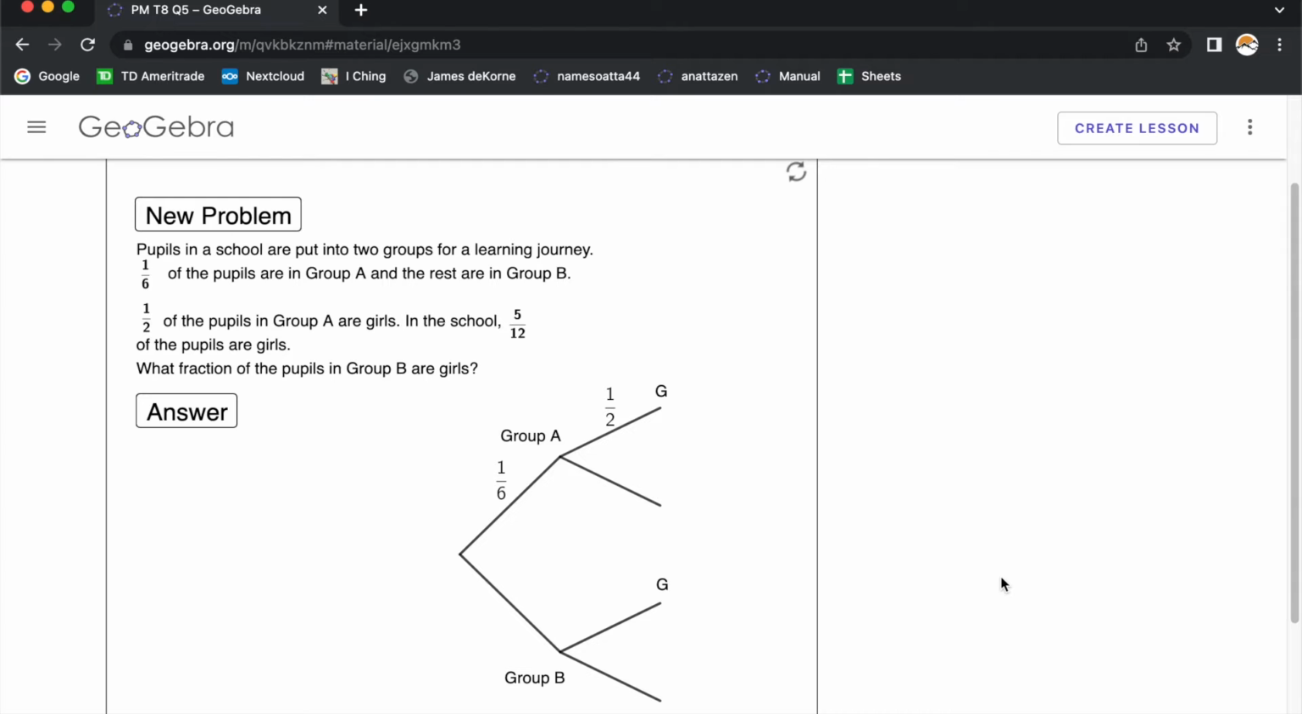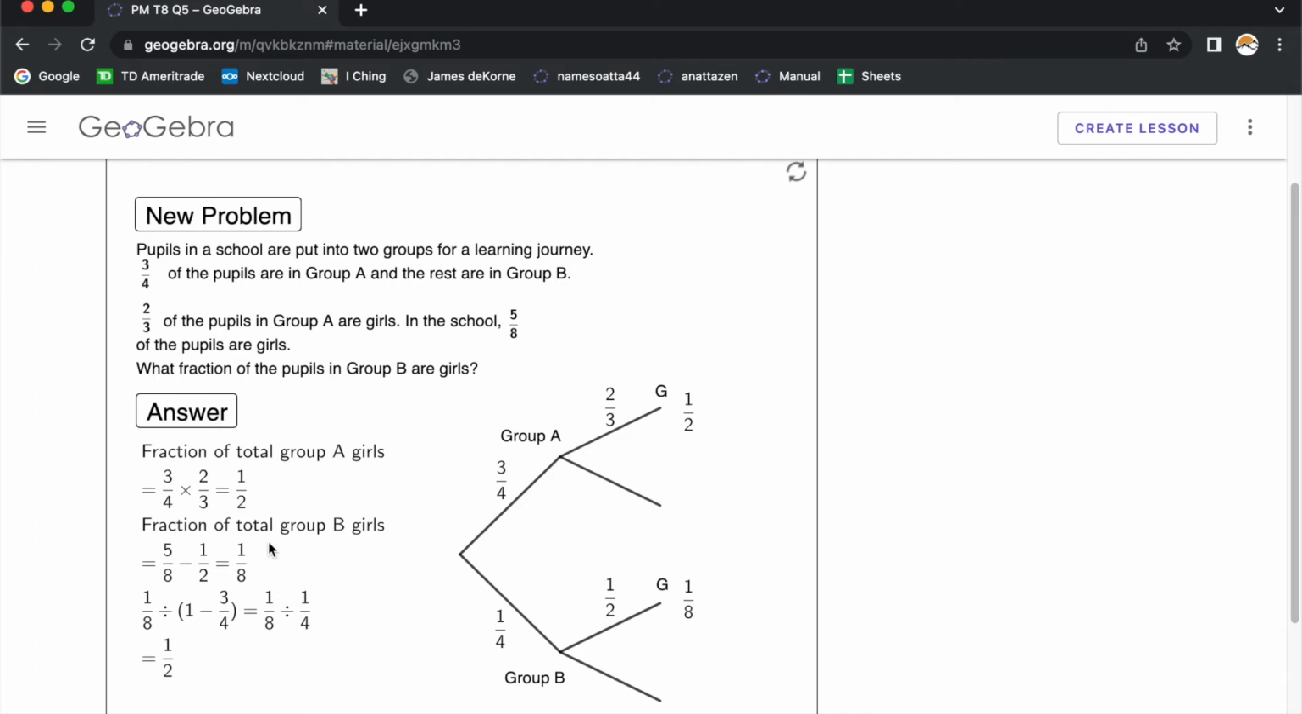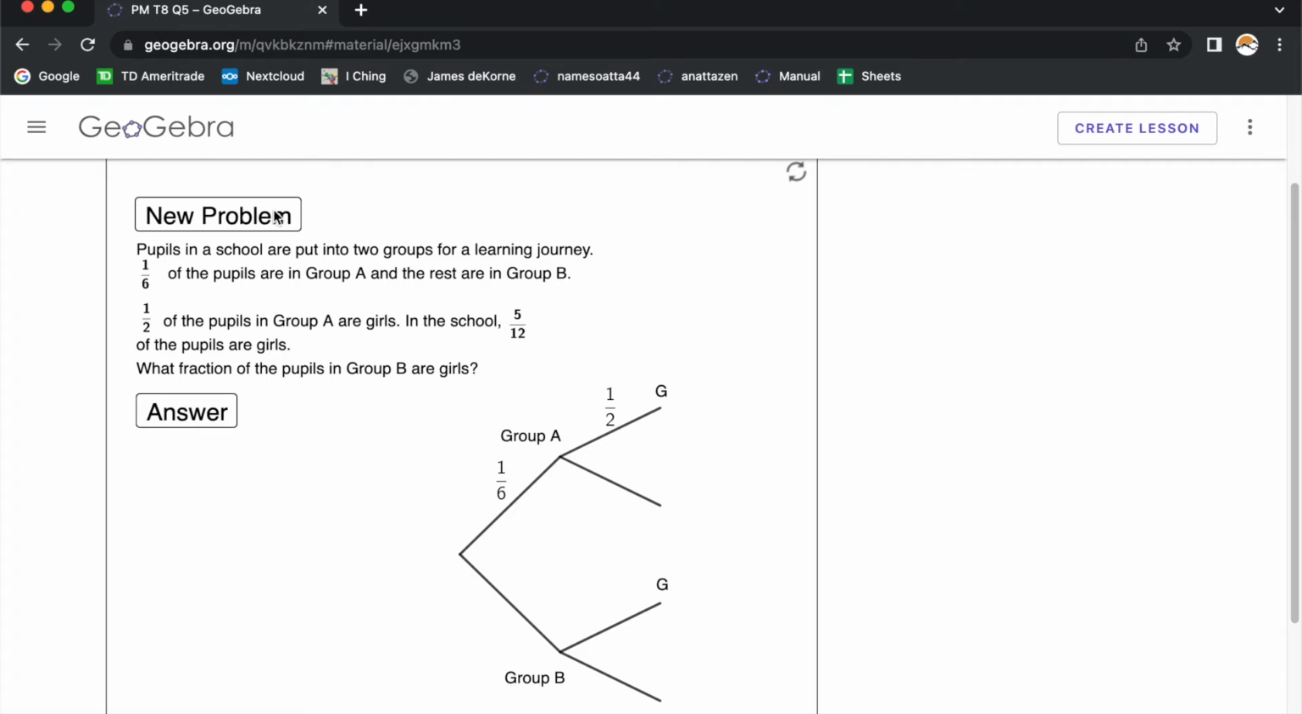If you go to the link given in the description below, you will get to this site in which you have the ability to change the numbers in the problem. Every time you click this new problem button, you can see that the numbers used in this question will also change. And if you click this answer button, you'll get the corresponding answer to the question. So let's perhaps choose this one to solve.